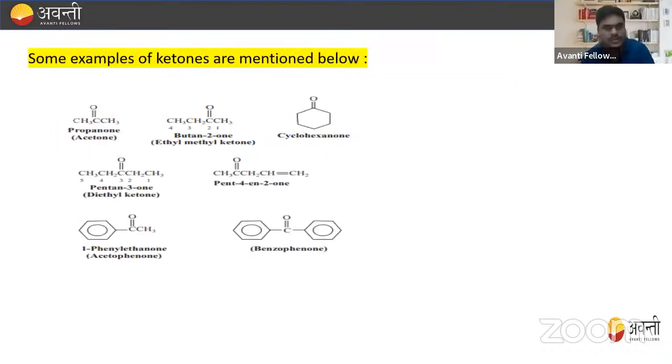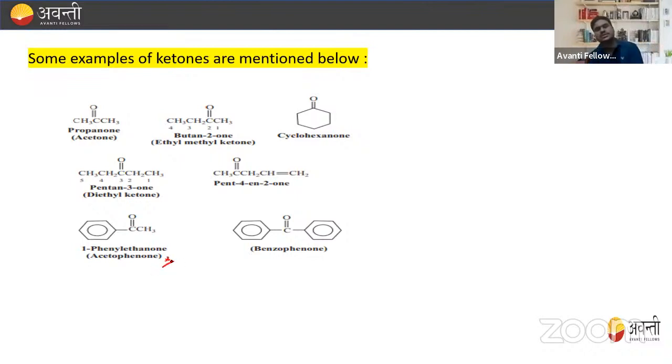Now, let's see some examples of ketones mentioned below, like acetone. This is the most common compound of the ketone family, right? That is acetone. Another is butan-2-one, also known as ethyl methyl ketone. Cyclohexanone, we have pentan-3-one, also known as diethyl ketone. Pent-4-en-2-one, and next is acetophenone. This one also plays an important role. Many questions have come.